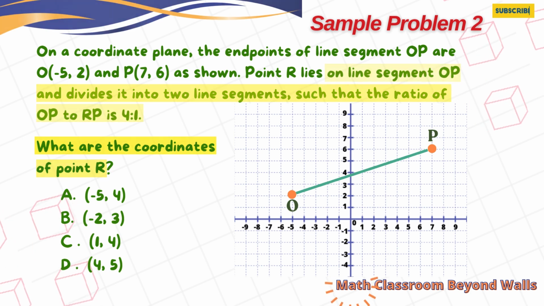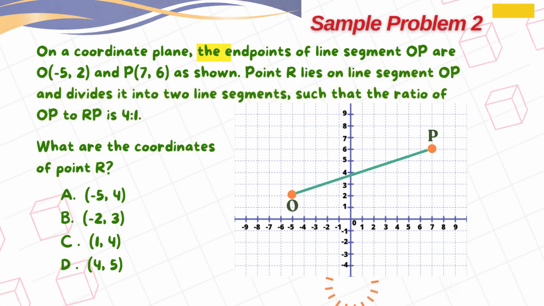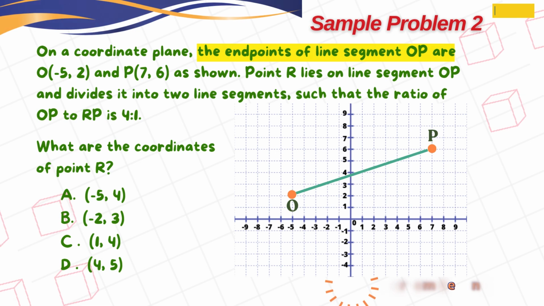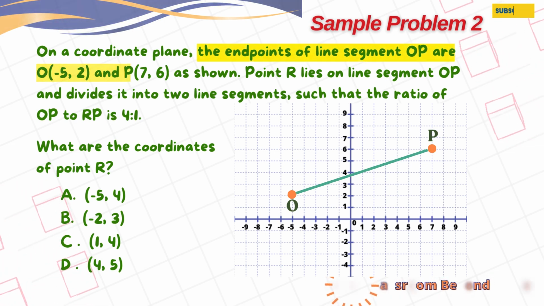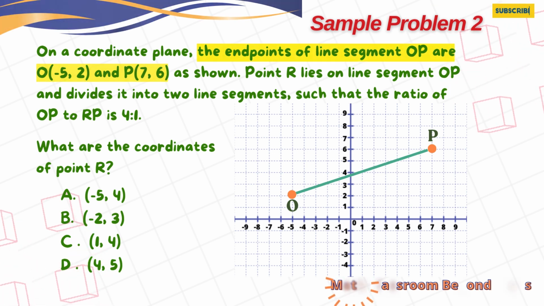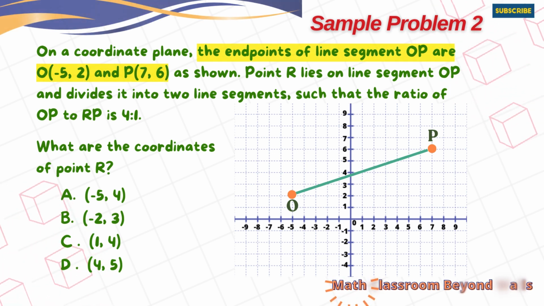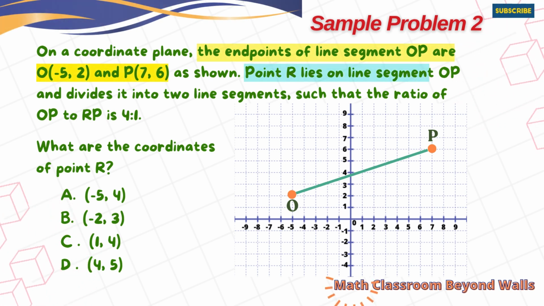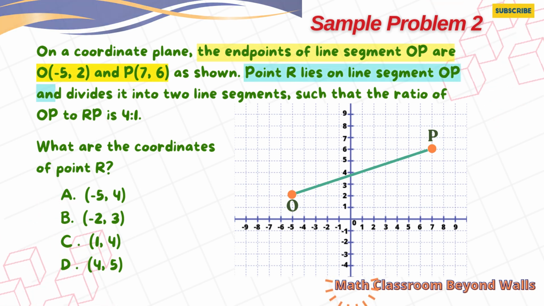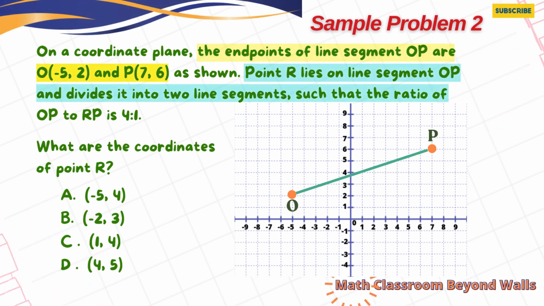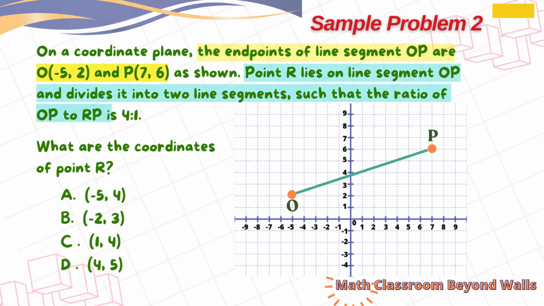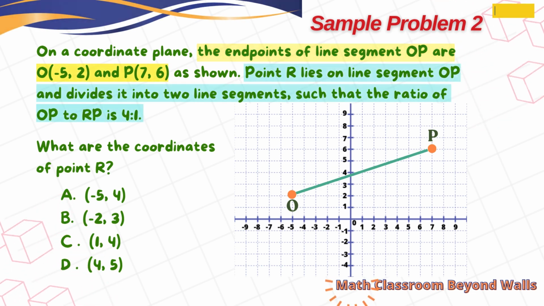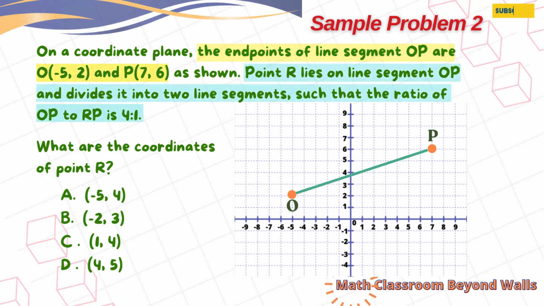What are given? We're given the endpoints of the directed line segment OP, which are O(-5, 2) and P(7, 6). We are also given that point R lies on line segment OP and divides it into two line segments such that the ratio of OP to RP is 4:1.